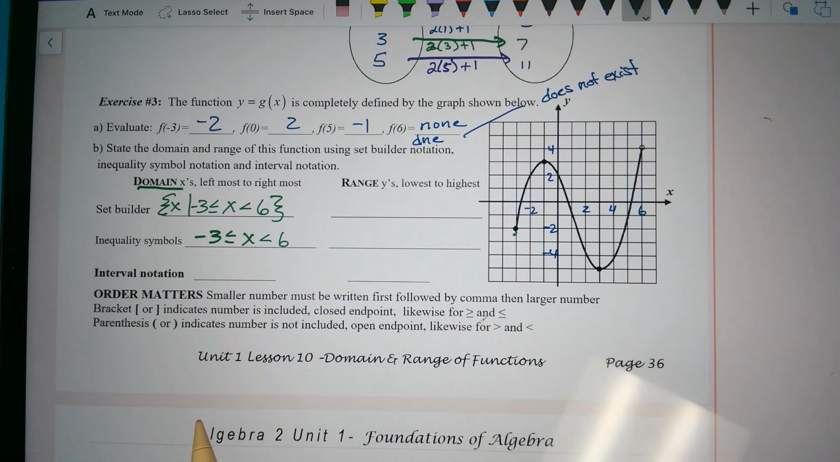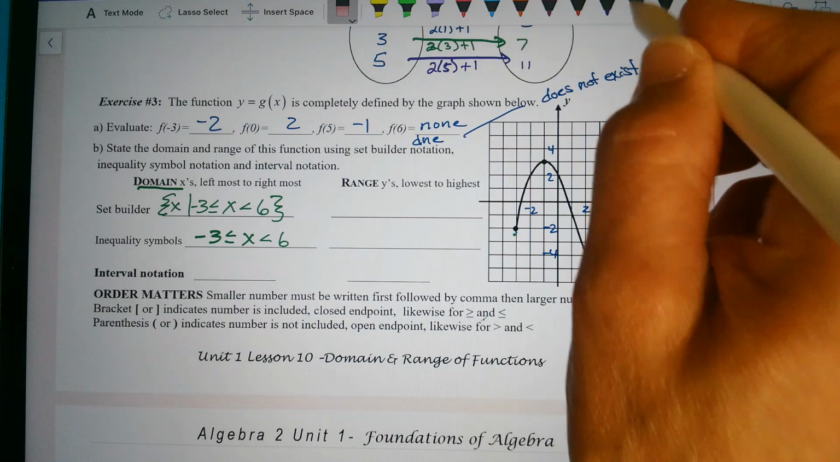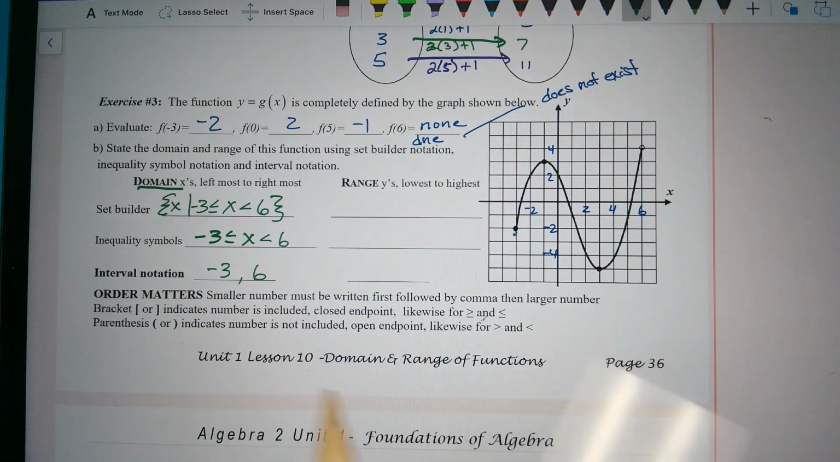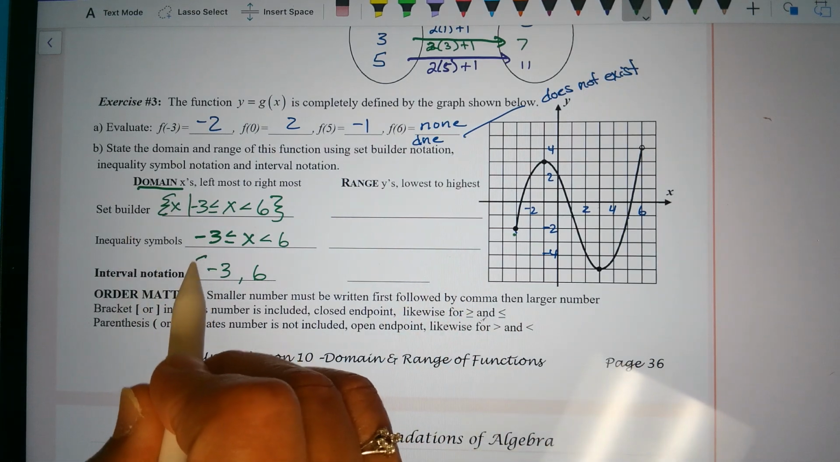Interval notation. With interval notation, the order matters. The smaller number must be written first, followed by a comma, then the larger number. So we do negative 3, 6. A bracket indicates the number is included. Well, negative 3 is included because there's a solid circle at that point. So that gets a bracket.